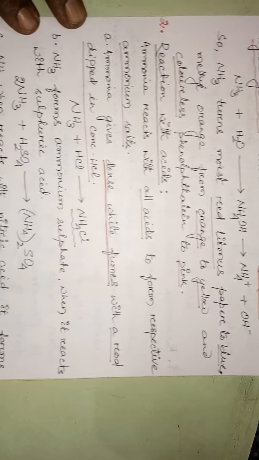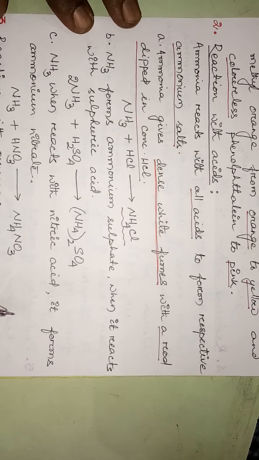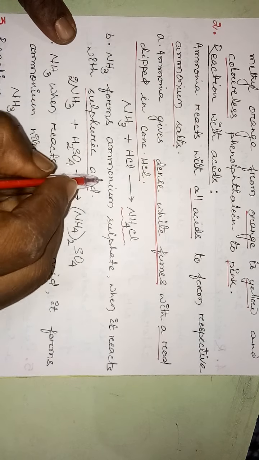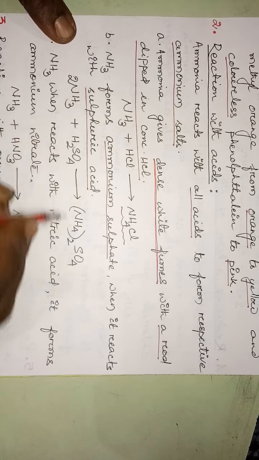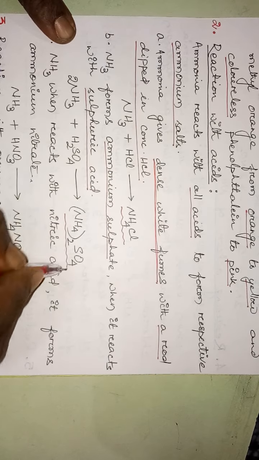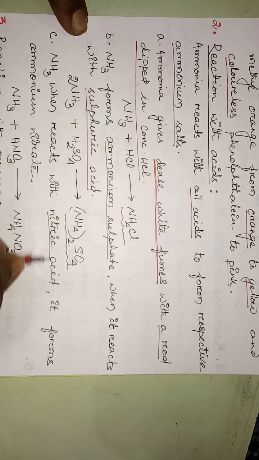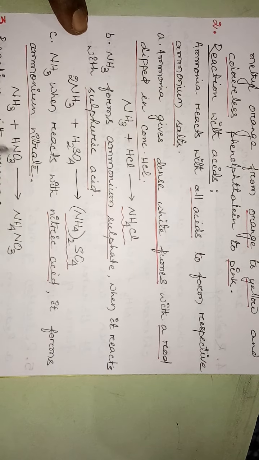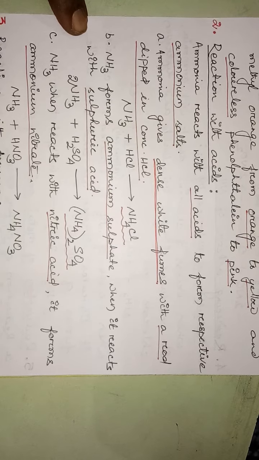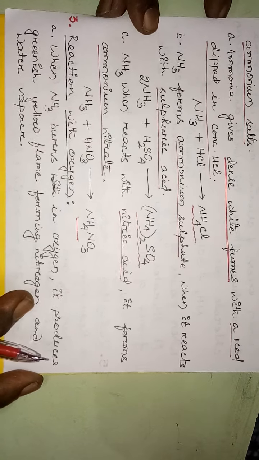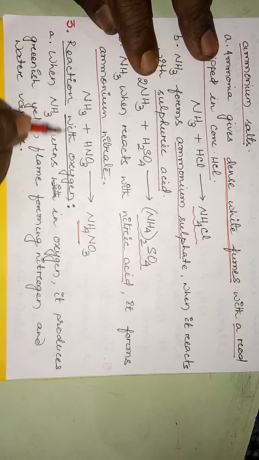We discussed concentrated HCl, now we will discuss sulfuric acid. Ammonium sulfate is formed. The equation says ammonia plus H2SO4 gives ammonium sulfate, (NH4)2SO4. Then another acid: when ammonia reacts with nitric acid, it forms ammonium nitrate. The equation is ammonia plus HNO3 gives ammonium nitrate. Clear?